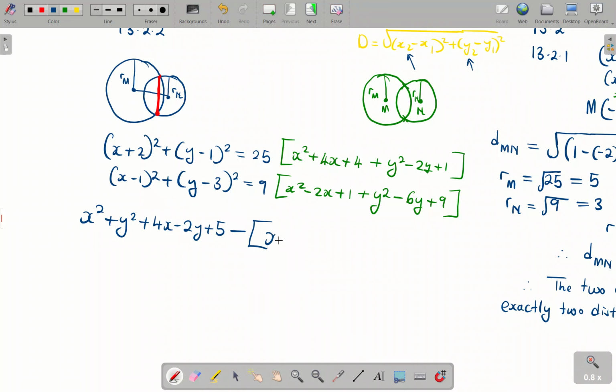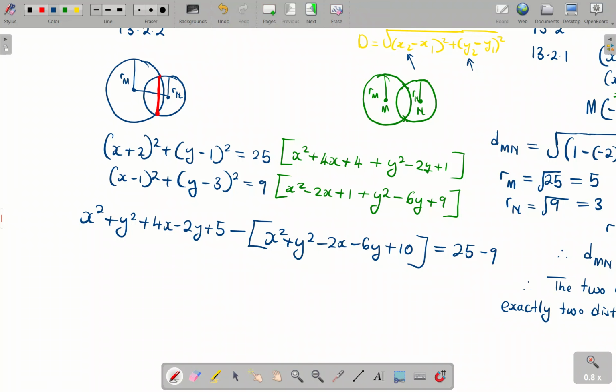So you have x squared plus y squared, and then you'll have negative 2x, negative 6y, and 1 plus 9, that's 10. Don't forget you have the 25 and the 9, so you simply say 25 subtract 9.